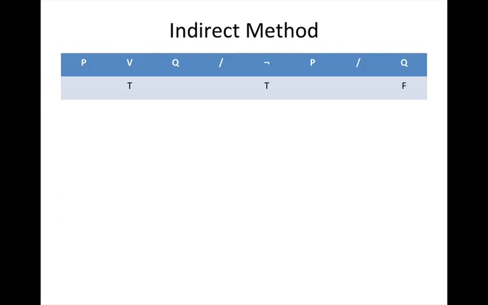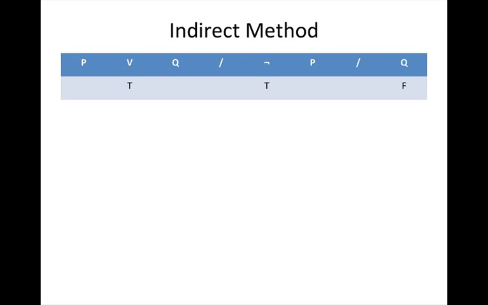Take a look at what we have here. We've assumed the argument for which we just constructed a complete truth table is invalid. We're assuming that the disjunction is true, the negation is true, and the conclusion Q is false. In other words, instead of building up to or calculating up to our connectives, we are assuming that the connectives are true while the conclusion is false. What we're going to do is work backward.